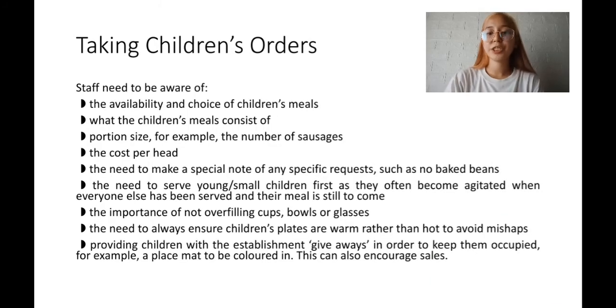So, next is taking children's order. Staff should pay special attention when taking orders for children. So, staff needs to be aware of, una is the availability and choice of children's meal. So, dito, ano ba yung pwede nilang kainin or orderin? Then, next, what the children's meal consists of. So, dito naman, kung ano ba yung mga nakapaloob sa meal nila. Kung, for example, spaghetti with chicken ba, spaghetti with sandwich, spaghetti with hot dog, tapos may kasama pang chicken, ganon.